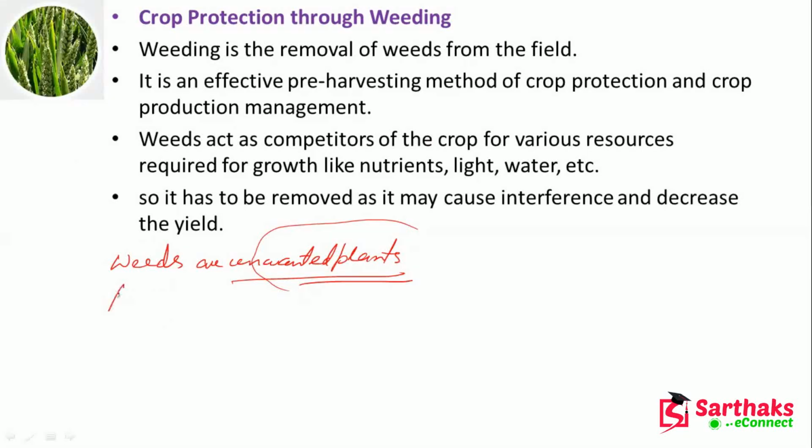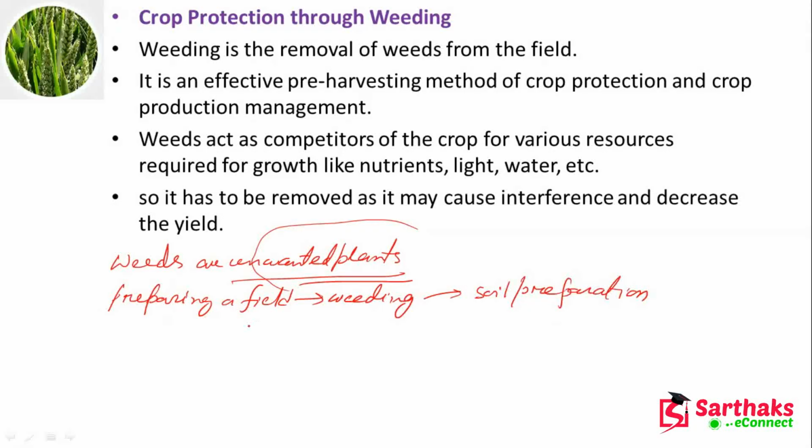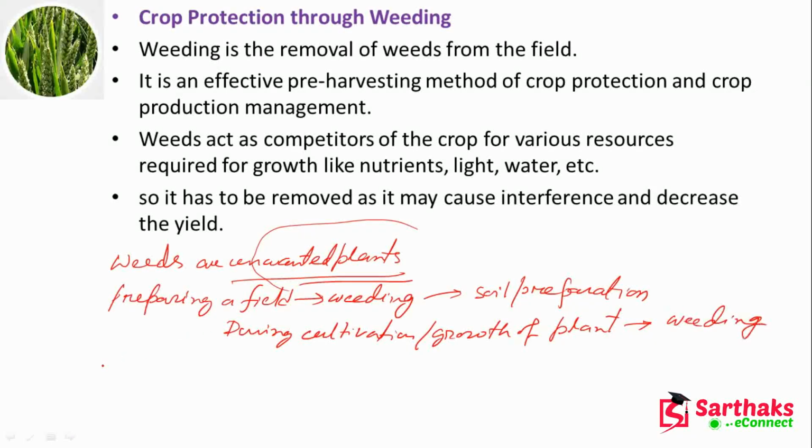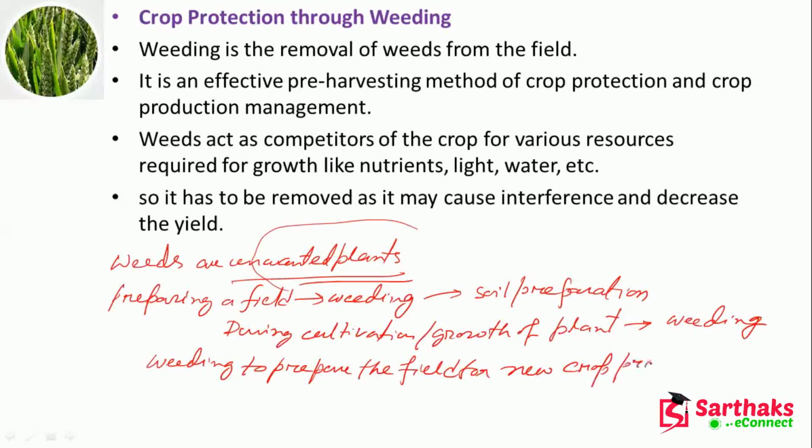Now, first, whenever we are preparing a field, at that time, first we require the weeding process. And this is done at the time of soil preparation. Now, after cultivation is over, or during the cultivation also, during the growth of plant, you can see some weeds are there. So during that process also, during the growth of plant, we require the weeding process. And after the harvesting, that means after taking out all the crops, again we require the weeding process to prepare the field for new crop production, right?